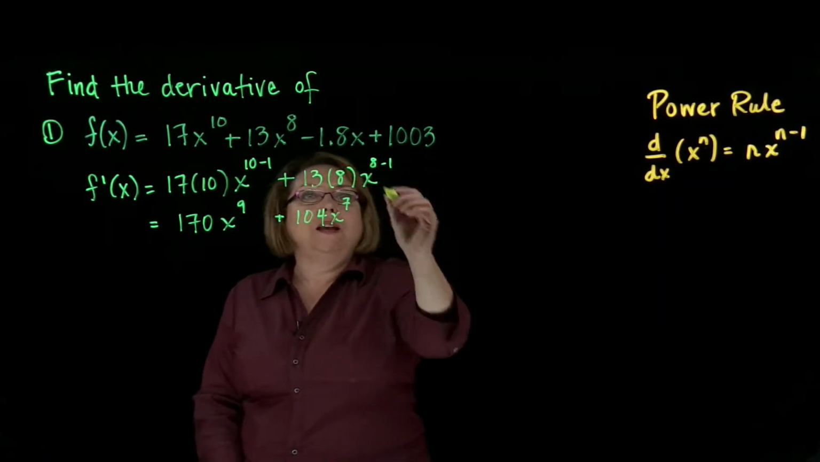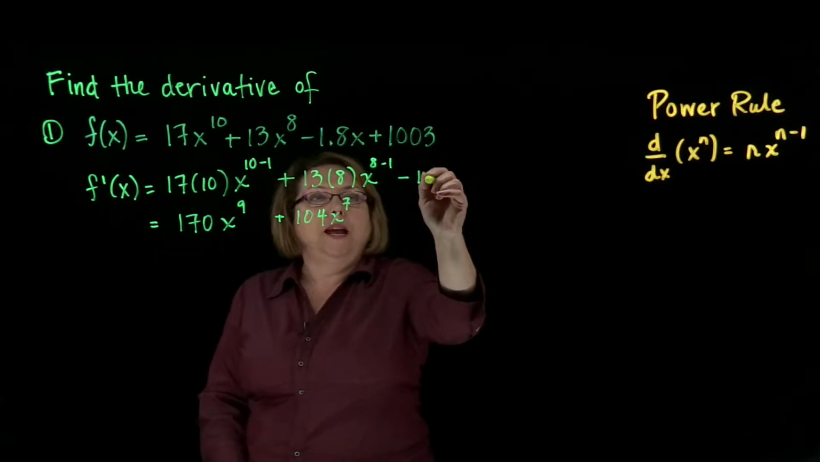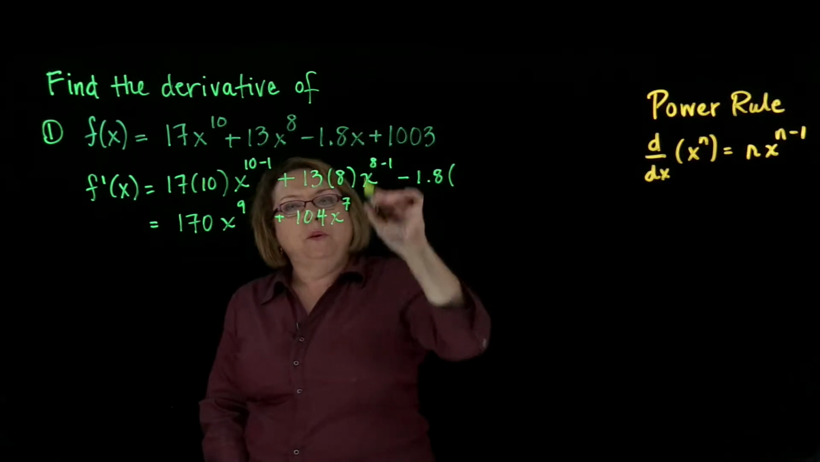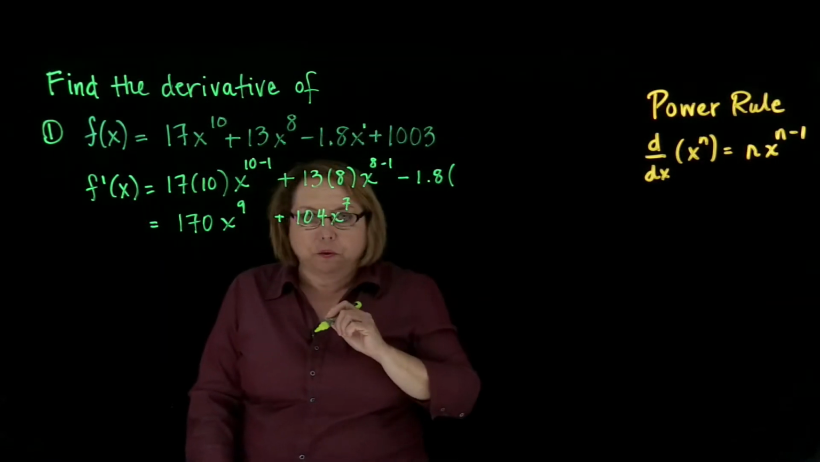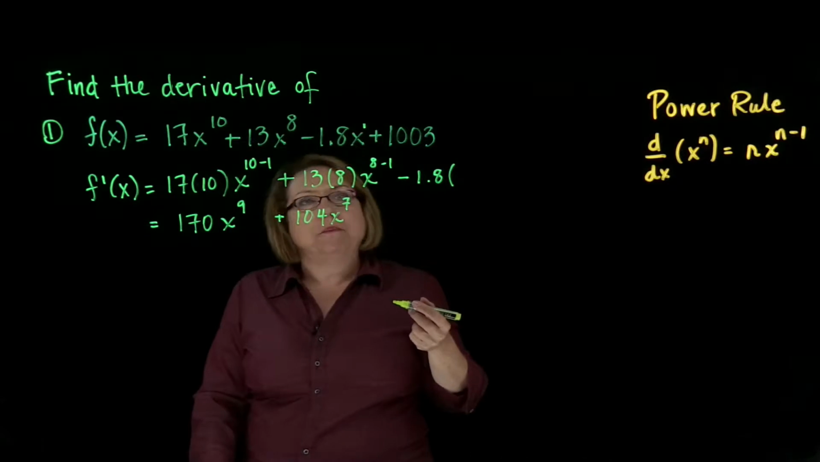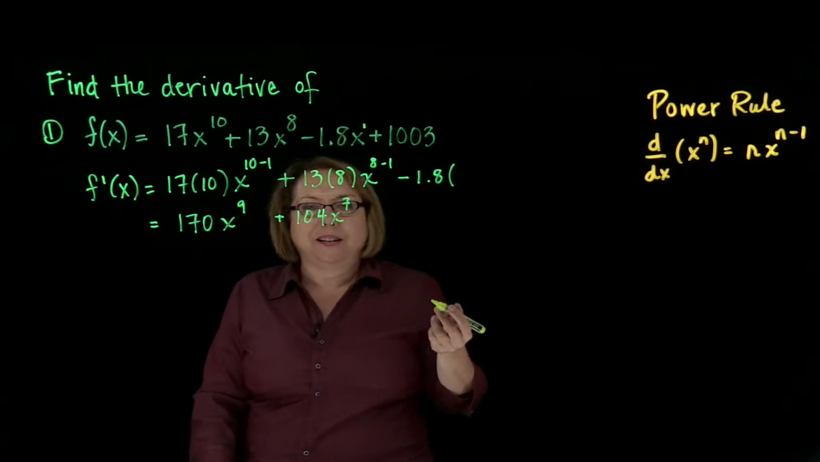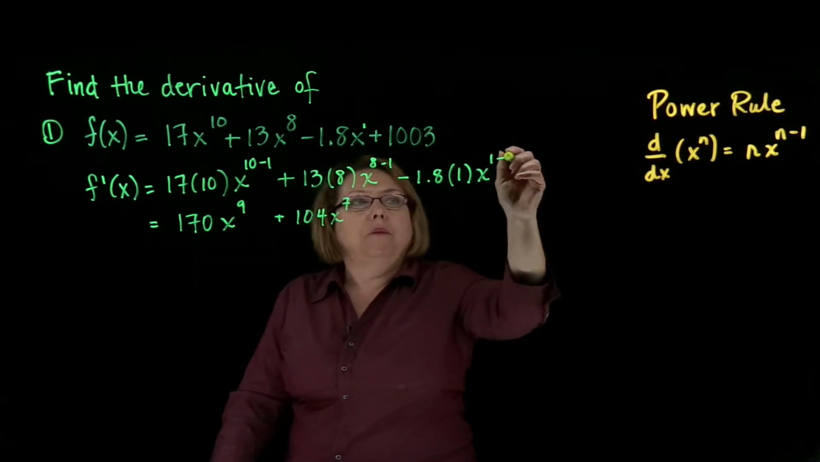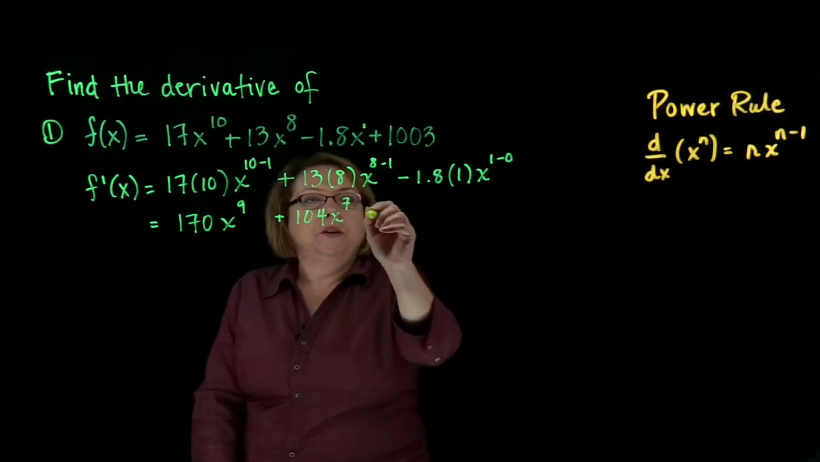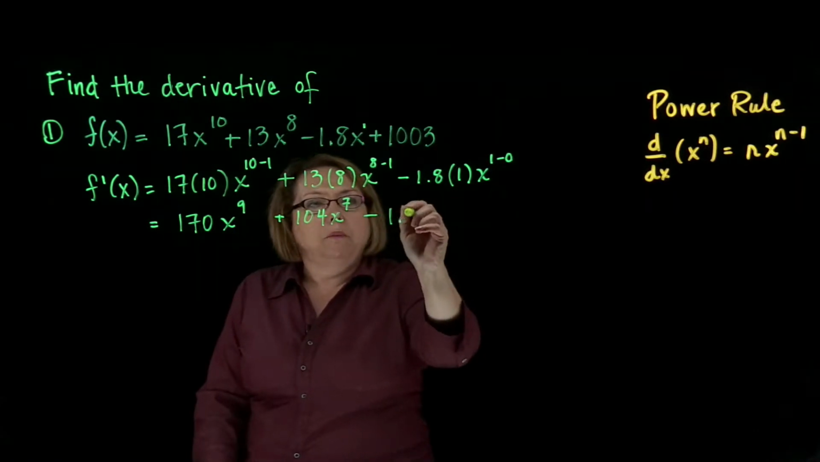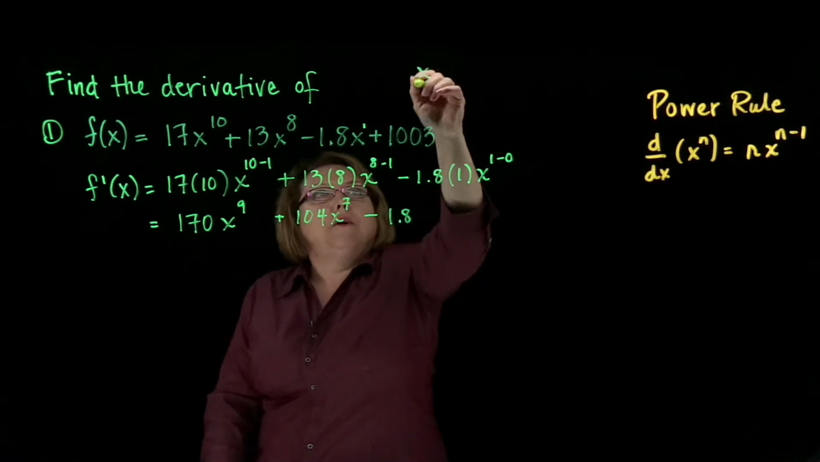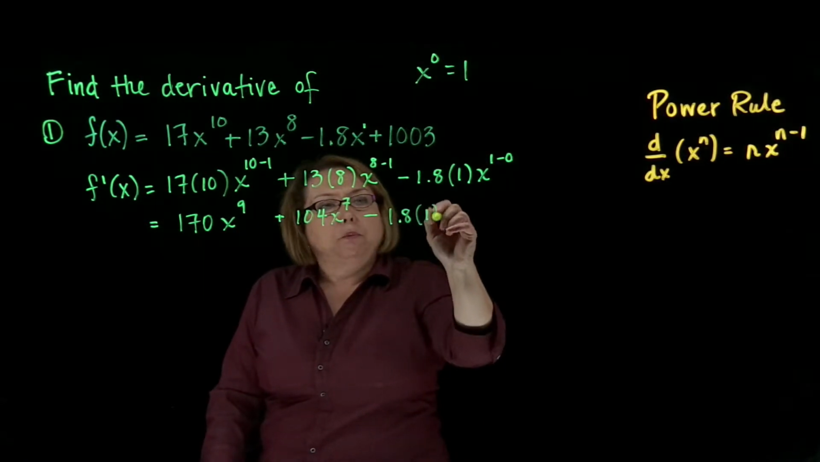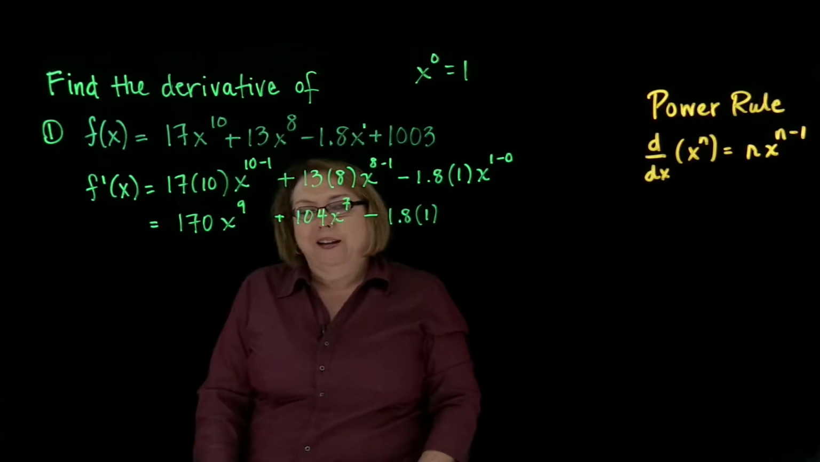And then the next term, negative 1.8x, will be negative 1.8, the derivative. And then we're going to multiply it by the exponent, which is on the x. And don't forget, there's a 1 there. Any variable that has just an x is x to the first. So we'll multiply that by 1, and then it'll be x to the 1 minus 0 power. So 1.8 times 1 is 1.8. X to the 0, by definition, is equal to 1. So that'll be just multiplied by 1, and that will be 1.8.